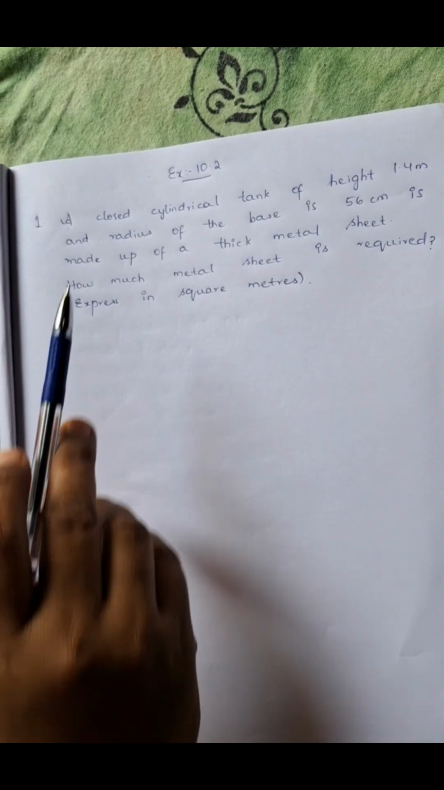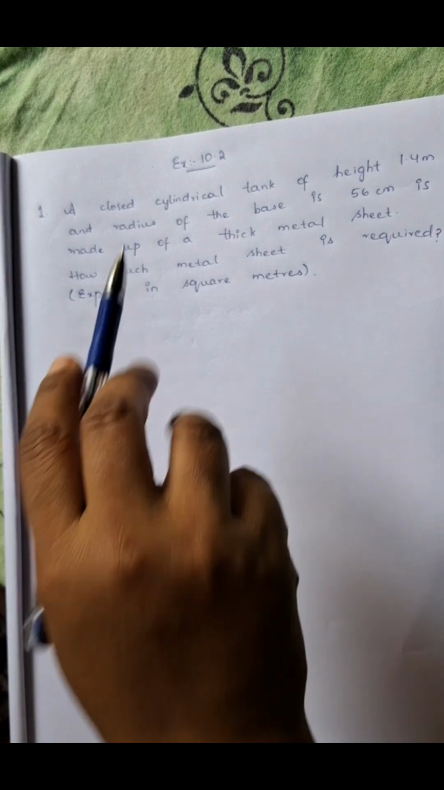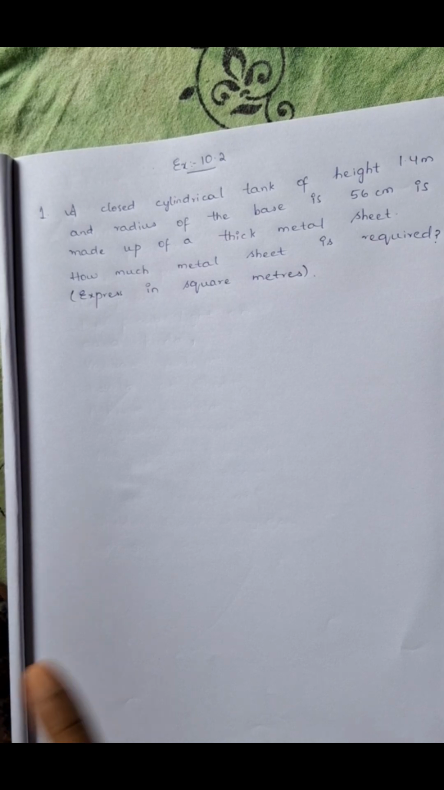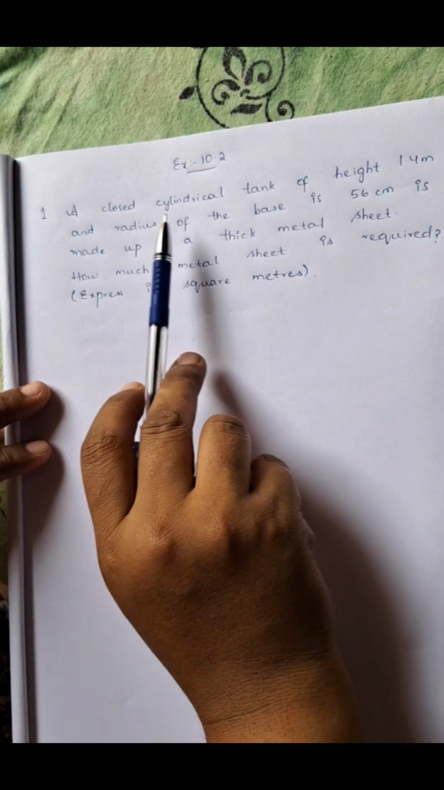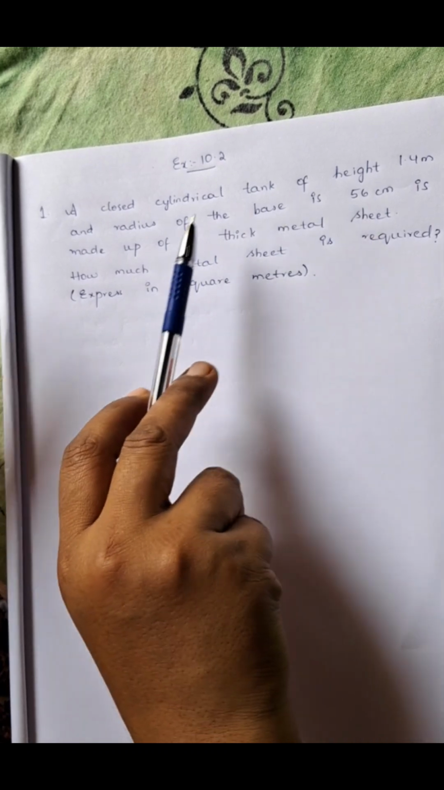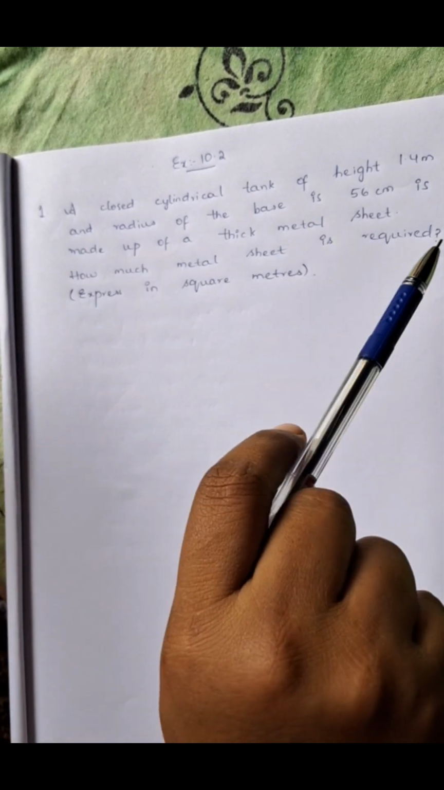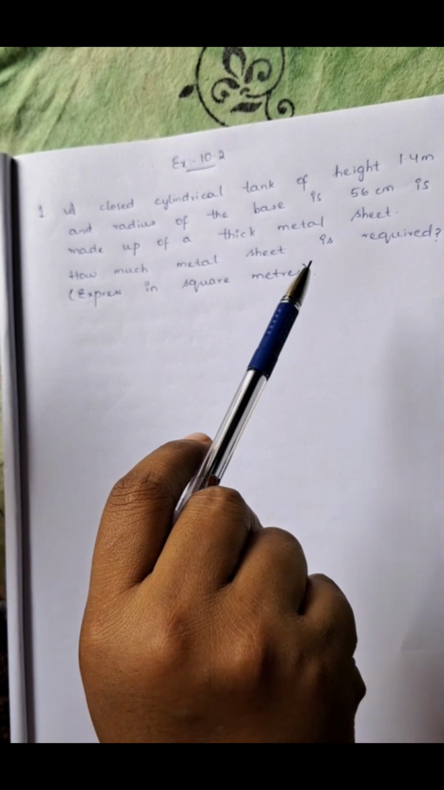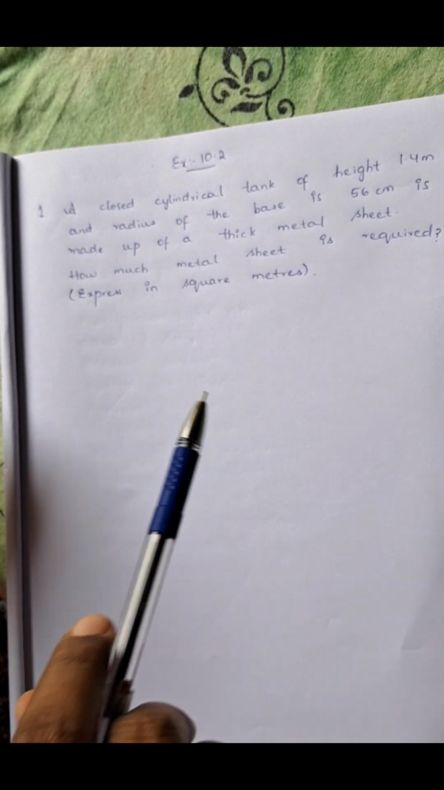So our first question is, a closed cylindrical tank of height 1.4 meters and radius of the base 56 centimeter is made up of a thick metal sheet. How much metal sheet is required? For this, first you need to find out the radius of the tank. Here we have a cylinder whose height is 1.4 and radius is 56. How much metal sheet is required? You have to find out the area of the metal sheet, right?